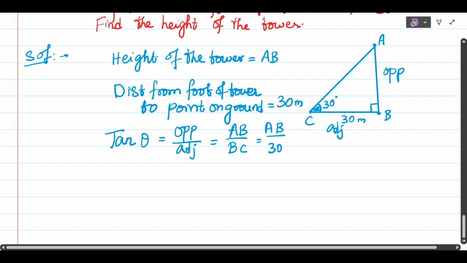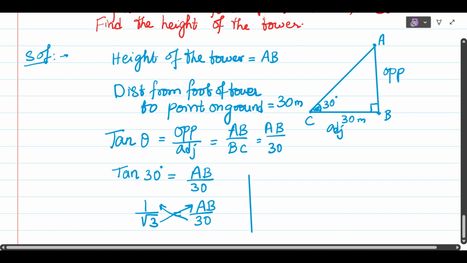So tan of theta, theta means the angle they have already given us. Tan 30 degrees will be equal to AB by 30 meters. We know the value of the tan ratio: tan 30 is nothing but 1 by root 3. That will be equal to AB by 30. Now here you can do cross multiplication, students, to get the answer. Do cross multiplication. How much will you get?